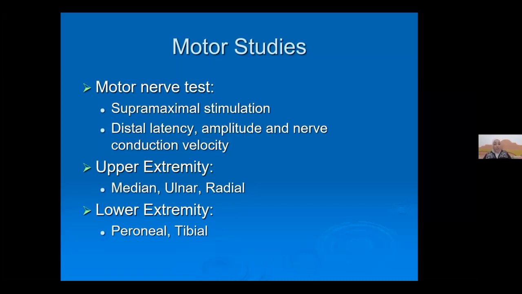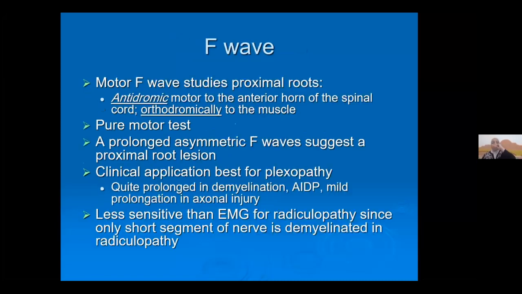In the upper extremity, I have to test for median, ulnar, and possibly the radial nerve. In the lower extremities, I have to test the peroneal and the tibial nerves. As for the F wave studies, they go to the proximal roots, antidromic motor, the anterior horn of the spinal cord, and orthodromically to the muscle. It's a pure motor test. A prolonged asymmetric F wave suggests a proximal root lesion.